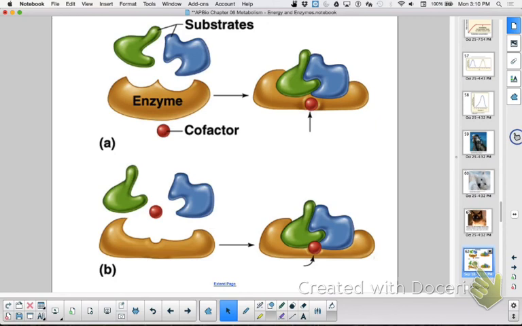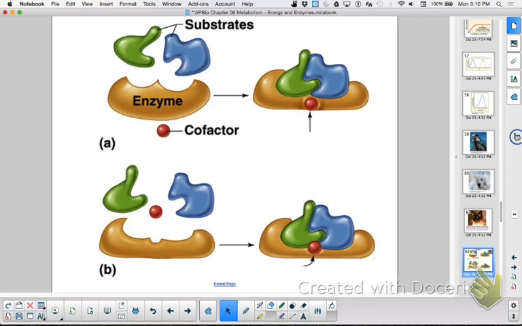If you have a coenzyme, is a coenzyme and a cofactor essentially the same thing? Cofactor would encompass coenzymes under the same umbrella, but a coenzyme is an organic cofactor. Does that make sense? Yeah. Okay.